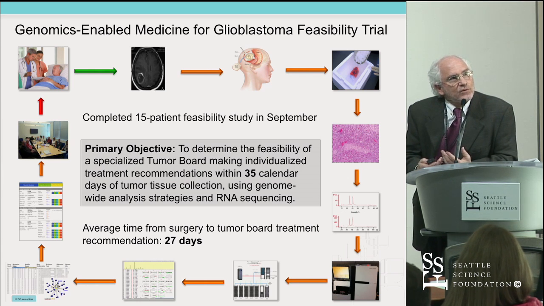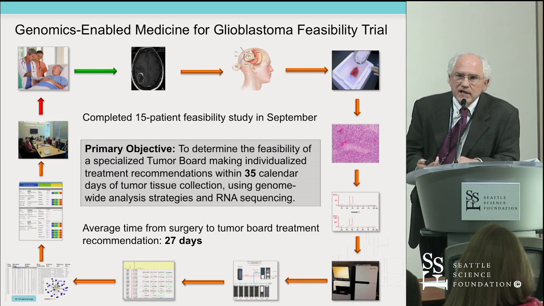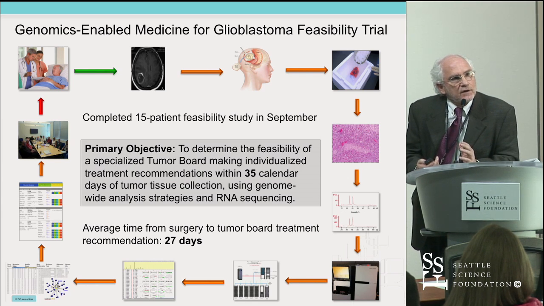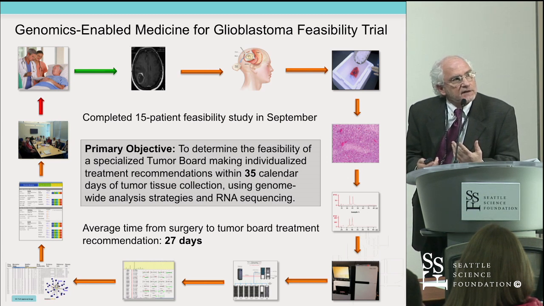So we were able to do this within, on average, 27 days, from the day of surgery to the tumor board recommendation that was actually printed out and signed by everybody. There was a range. We had to have usable RNA and DNA in order to have efficacy and to have that report.